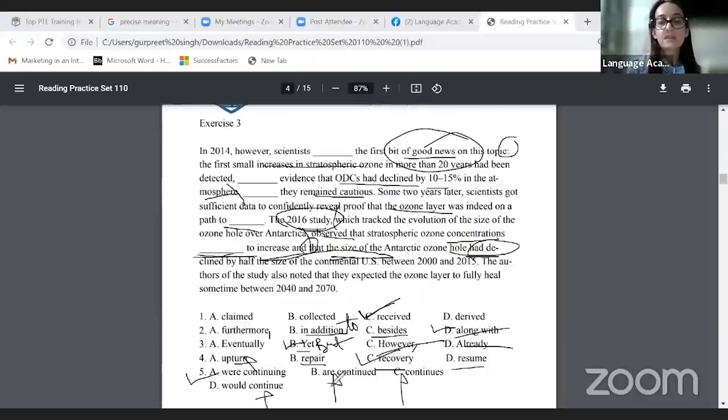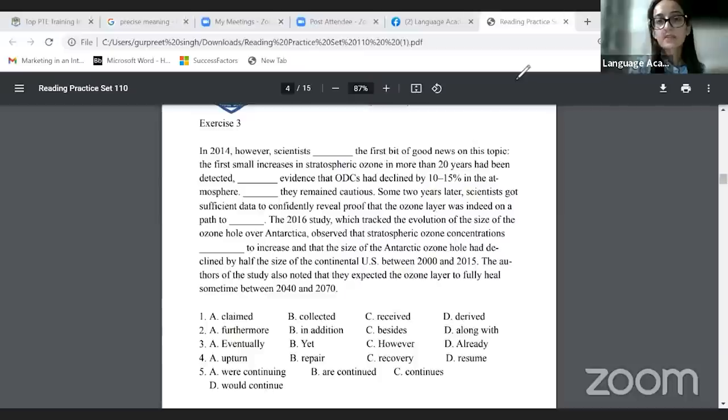B is present tense in the last one and we need past tense. It is something that happened in 2016 and the sentence is also having past tense in it, had declined. So we cannot go with R. Right? Is it now clear with all of you?